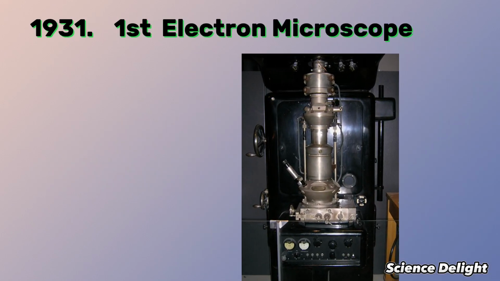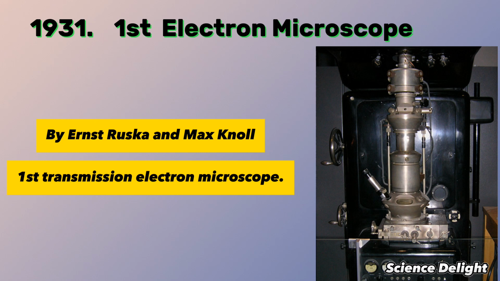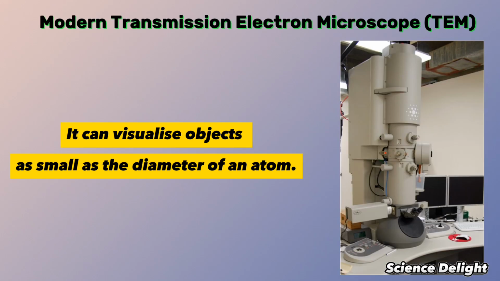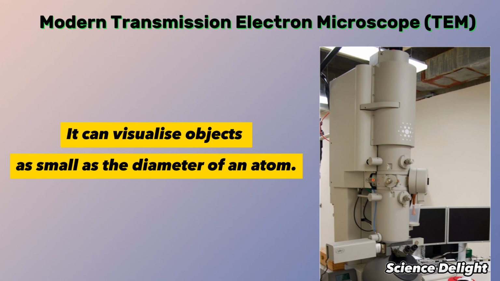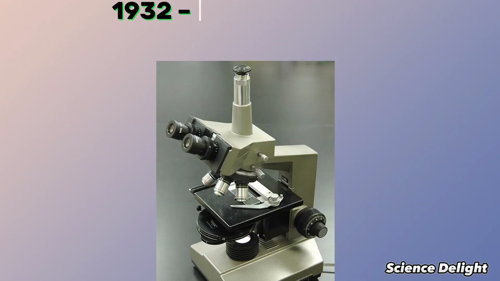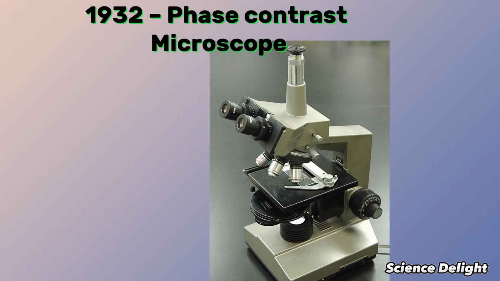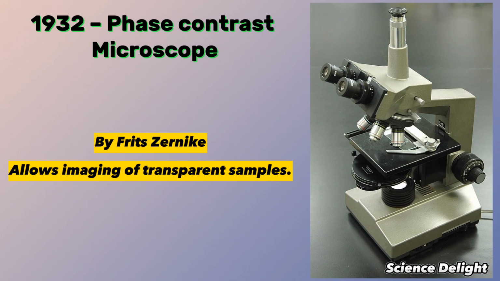1931, first electron microscope. Ernst Ruska and Max Knoll design and build the first transmission electron microscope. A modern transmission electron microscope can visualize objects as small as the diameter of an atom. 1932, phase contrast microscope. Frits Zernike develops phase contrast illumination, which allows the imaging of transparent samples.